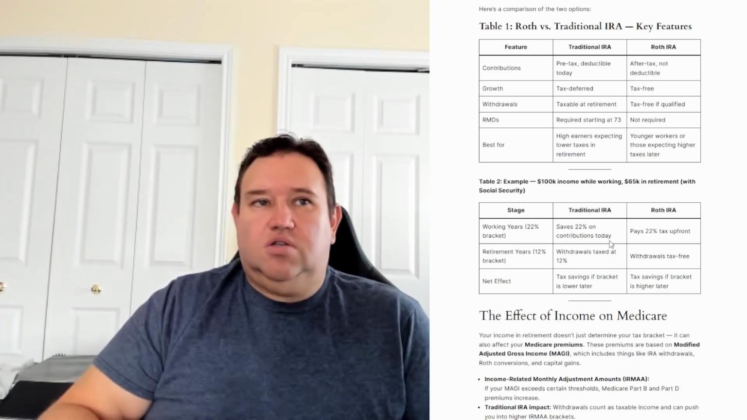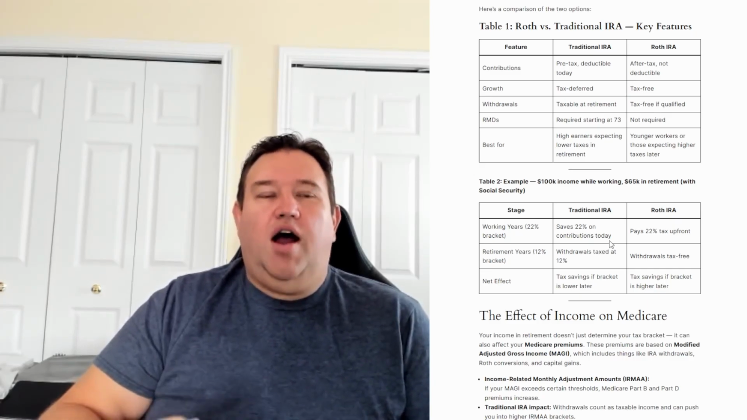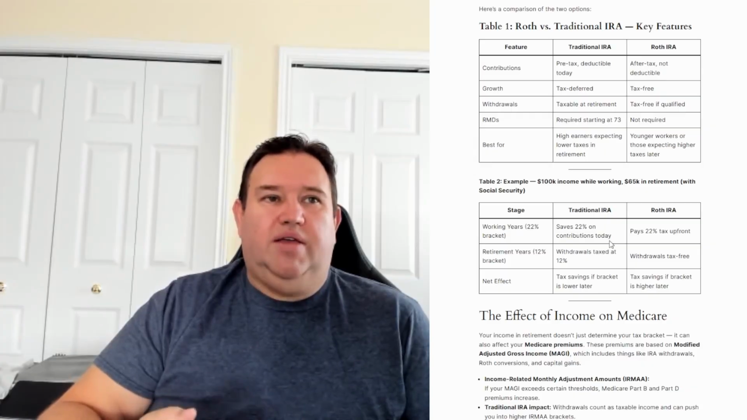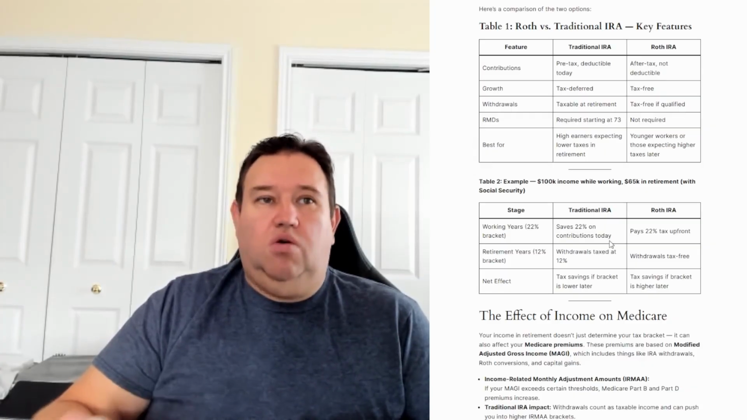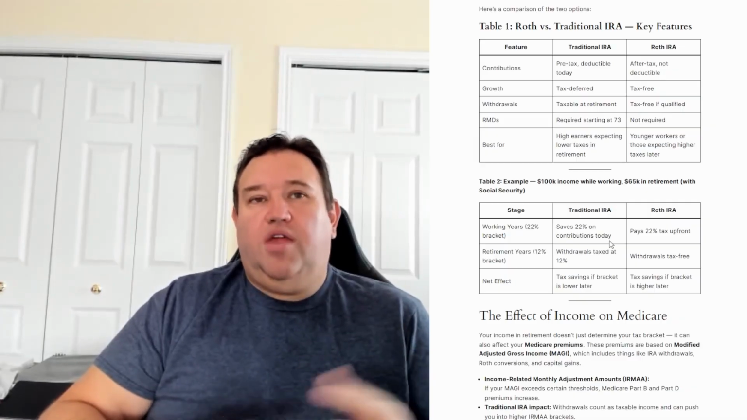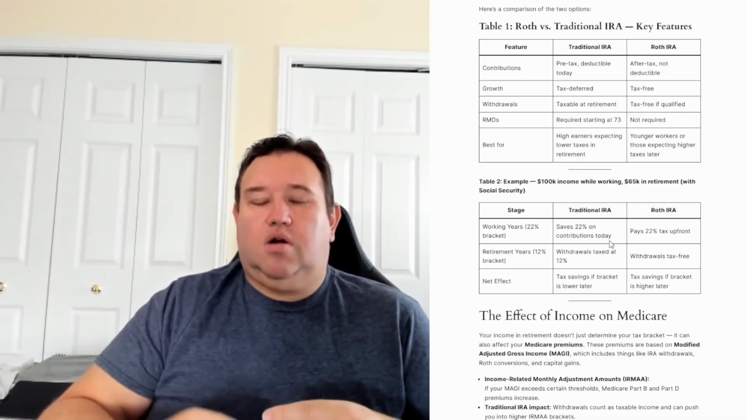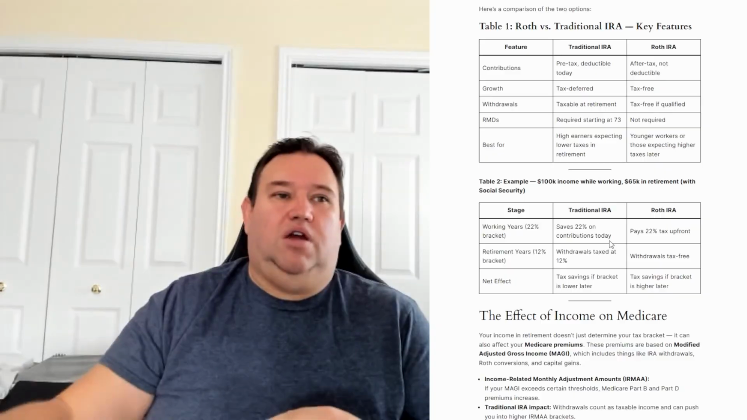RMDs on a traditional IRA start at age 73, and Roth IRAs are not required to take them. Traditional is best for high income earners expecting to be in a lower tax bracket in retirement. A Roth IRA might be better for younger workers expecting to be in a higher tax bracket in retirement.